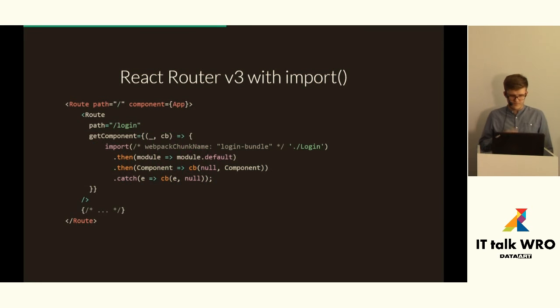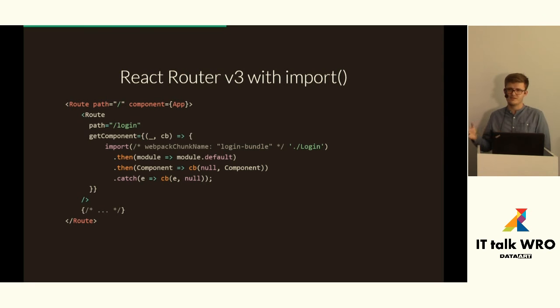So, an example with React Router 3 and dynamic import. Instead of the parameter component equals a React component, we can use a parameter called getComponent, which accepts a function that has a callback, and it will be called when the promise is resolved.